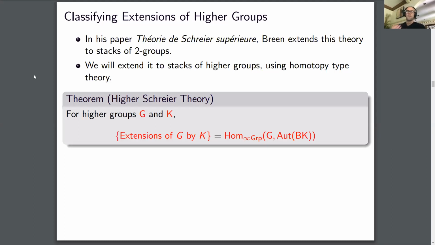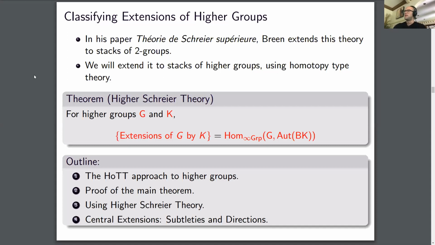So our main theorem will be that for higher groups G and K, and I'll explain what higher groups are, the type of extensions of G by K is equivalent to the type of higher group homomorphisms from G to this automorphism higher group of K, which is really the automorphisms of the type BK of K-torsors.